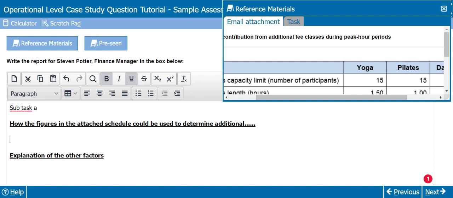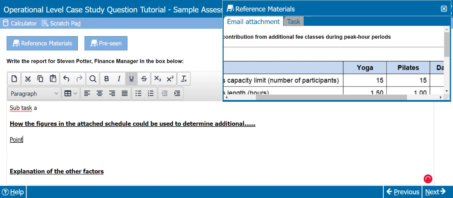So how the figures is attached will be used to determine blah blah blah, right? So let's say point one. So I'm not going to type them exactly. And this one no need to be bold. You can just underline that, right? Point one, then point 2, right? Point 3. So how many points you type, right, as subheadings is depending on the time allocation, right? The time allocation demo is there separately. You can watch it, how many minutes you should spend.